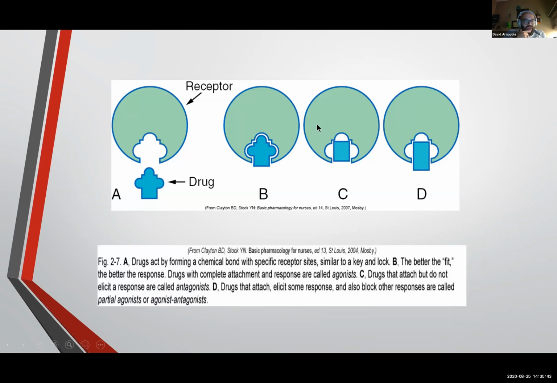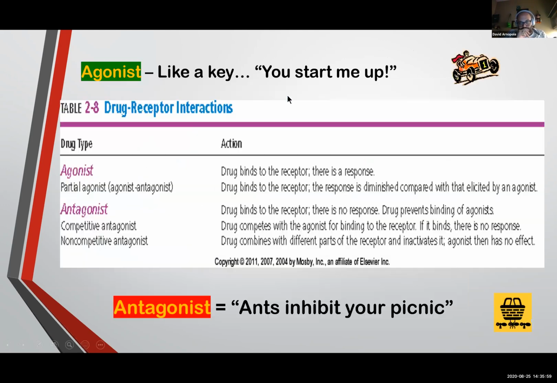Back to your micro days, you've got your enzymes, your agonists and antagonists. You've got keys that can start things and get the actual reactions occurring, or you've got antagonists that stop everything from happening. So agonists are like a key that start reactions, and then your antagonists are like ants at a picnic. They make everything stop because it's no longer fun at a picnic if you're covered in ants.